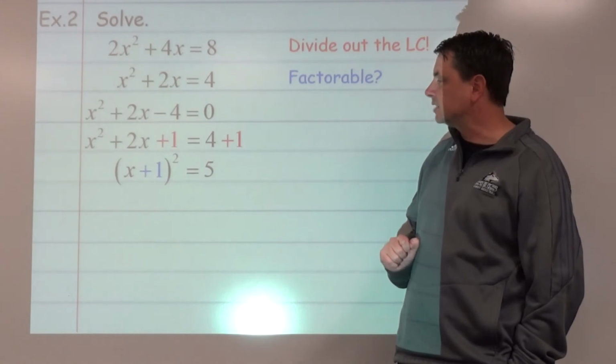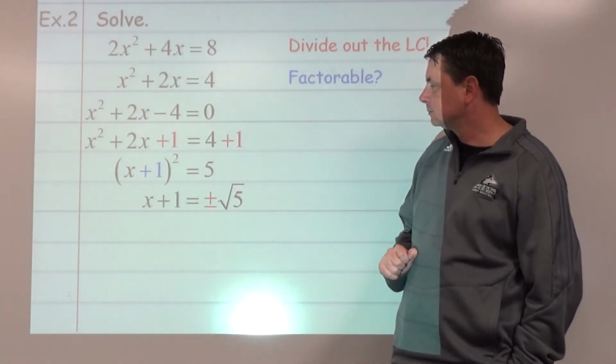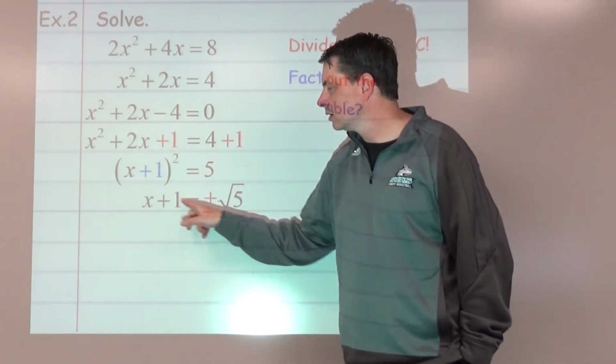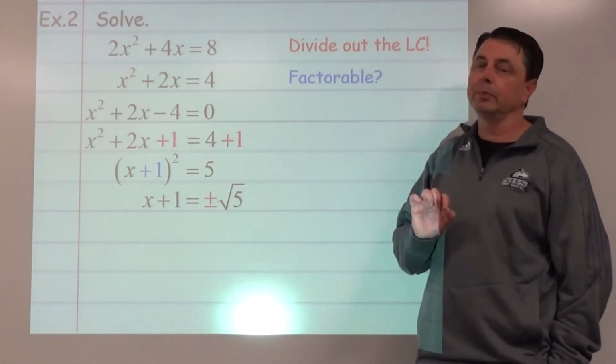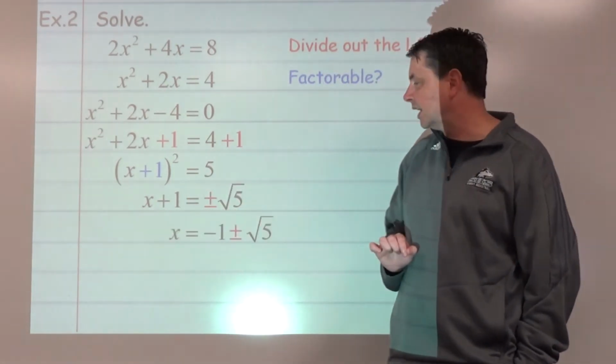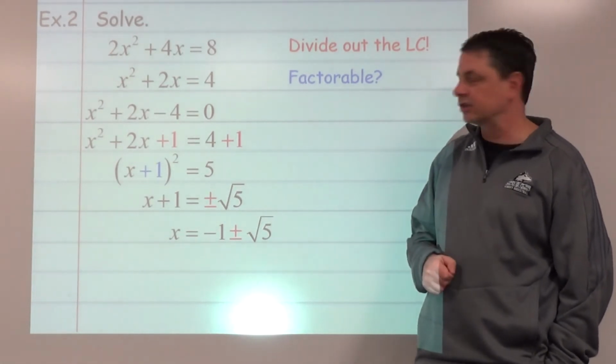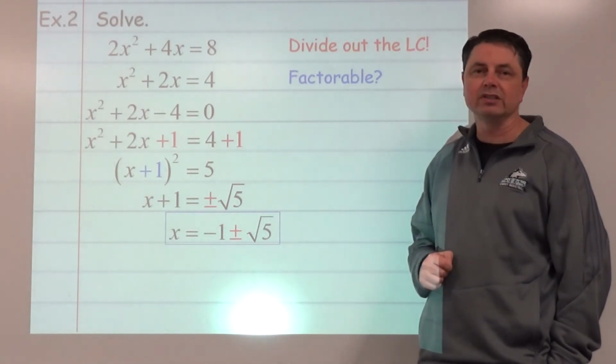Let's square root both sides. 5 is a prime number, so we can't break that down. Let's undo the addition. I want to put that on the right side in front of the plus minus sign. There we go. X equals negative 1 plus or minus the square root of 5. And that one's done.